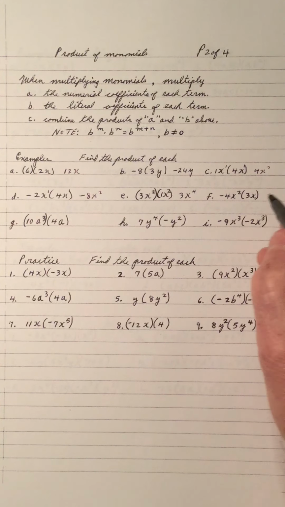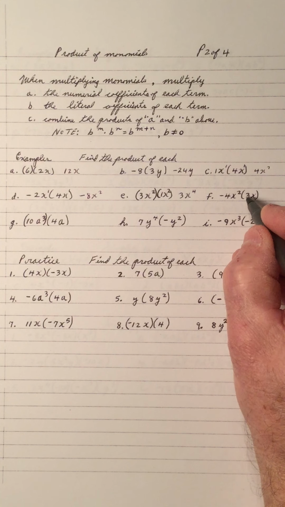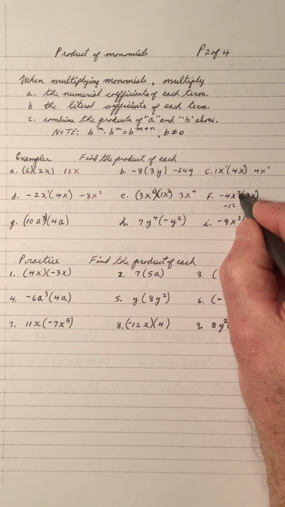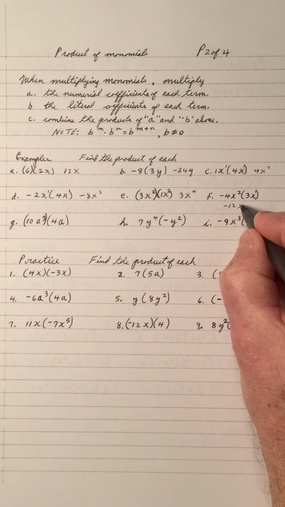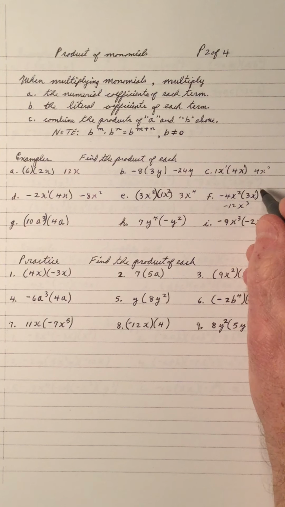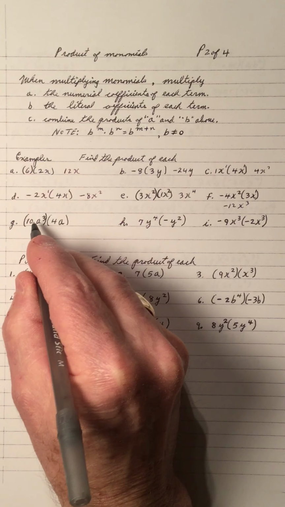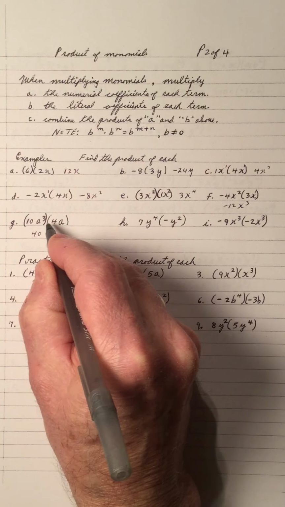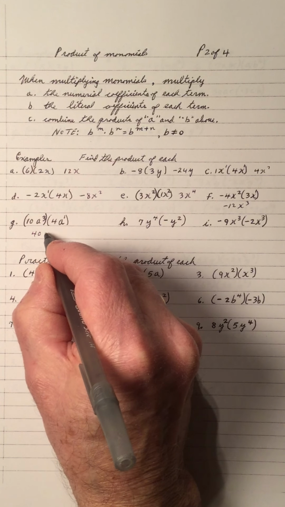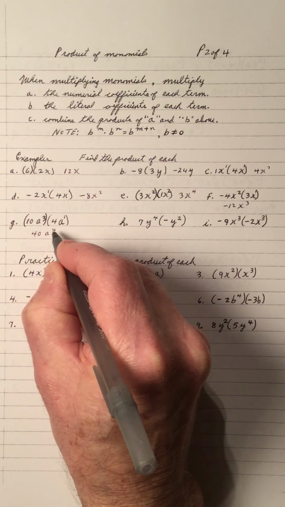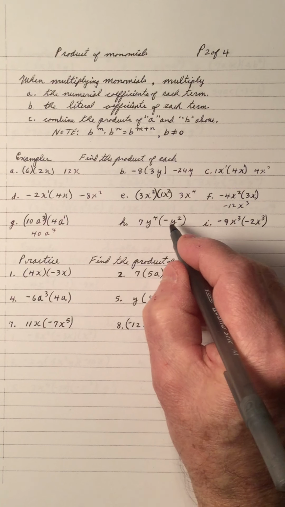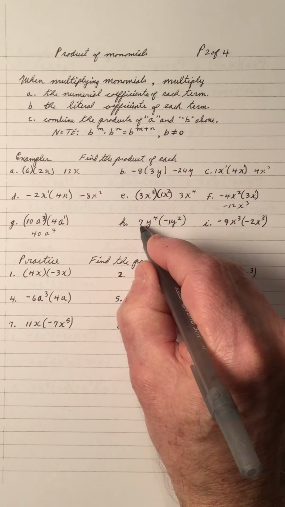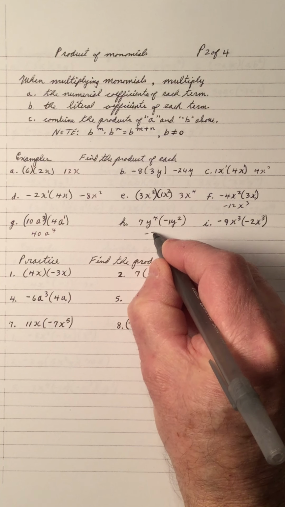F, we have negative 4 times 3 is negative 12, and that's a 1 there. So 2 plus 1 is 3. When you multiply, you add the exponents. And G, 10 times 4 is 40. That's the numerical coefficients, and that's a 1. 3 plus 1 is 4, so 40a to the 4. And that's a 1 understood to be there, and so that's negative 1. 7 times negative 1 is negative 7.